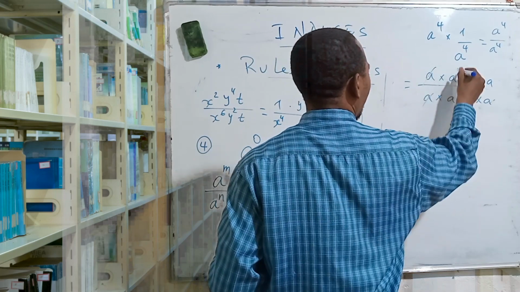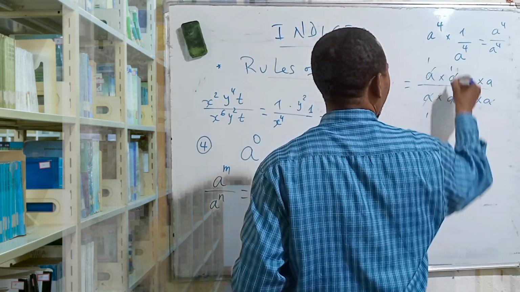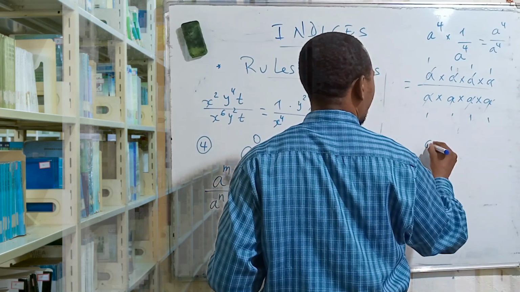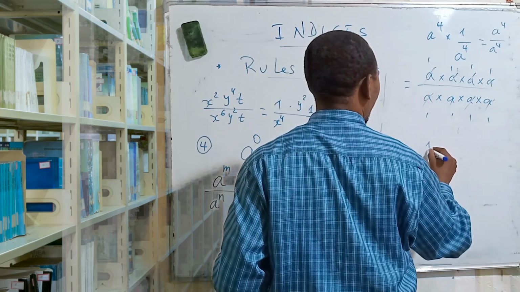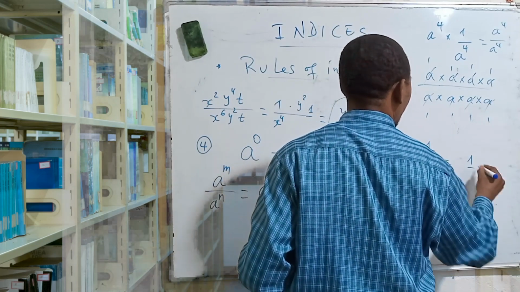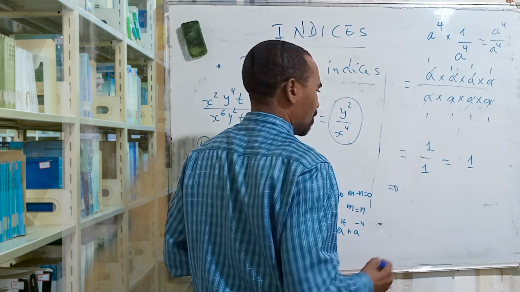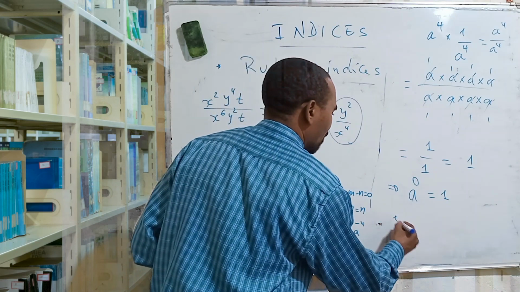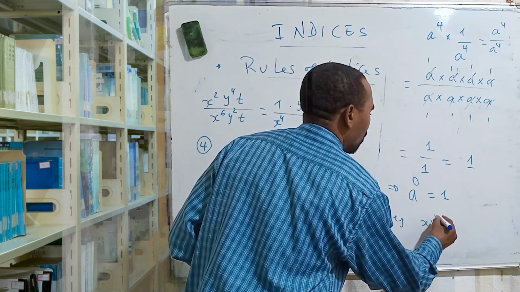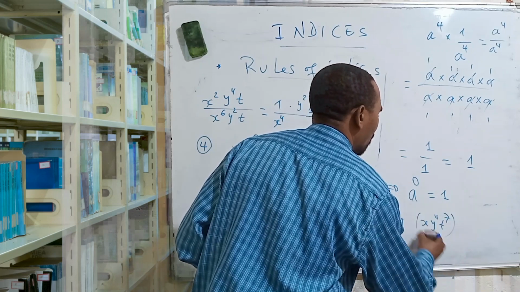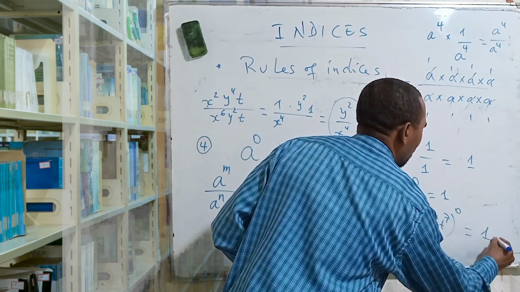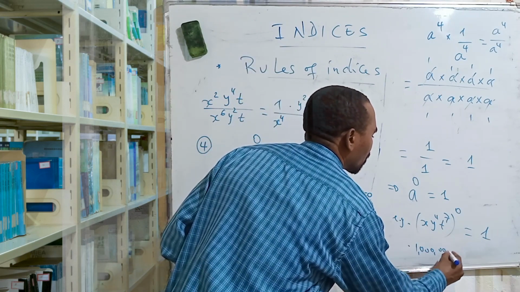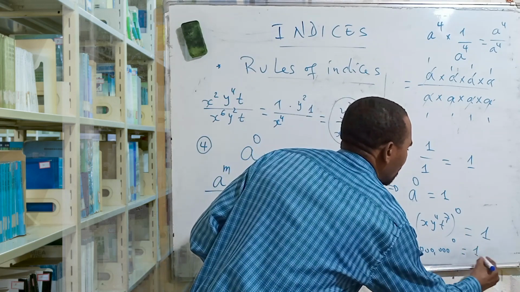By simplifying one another, I finally get 1 times 1 times 1 times 1 is 1 over 1, which is 1. Here, it means that wherever you have a power 0, it is always 1. Example, x y power 4 t power 7, all to power 0, the answer will be 1. 1 million power 0, the answer is 1.